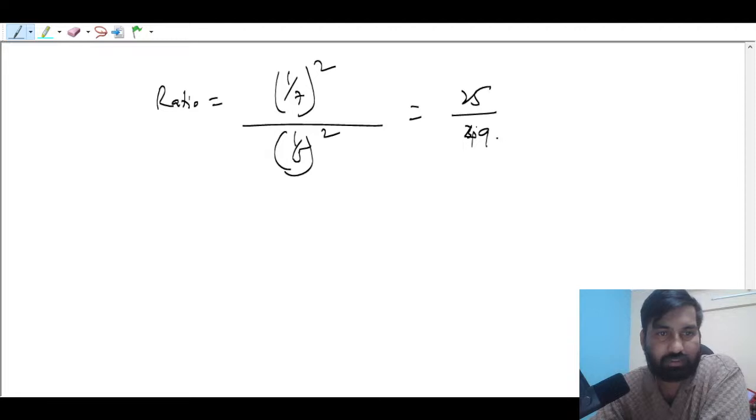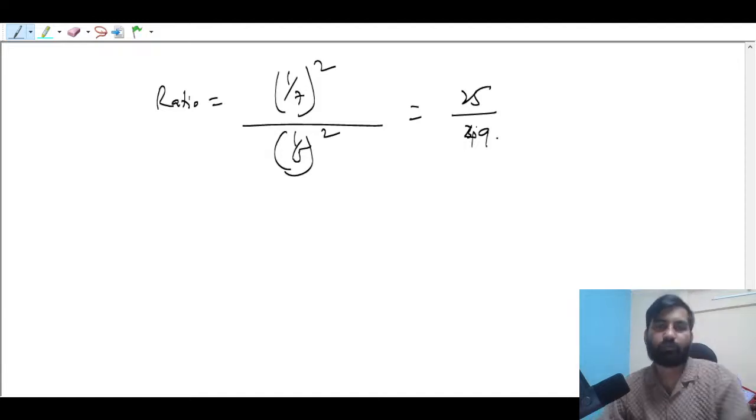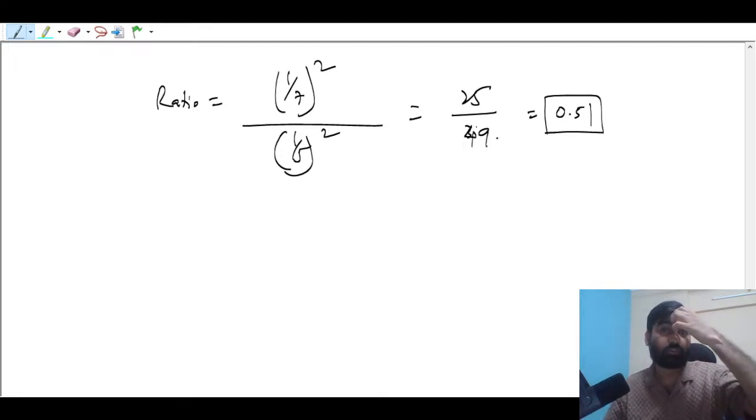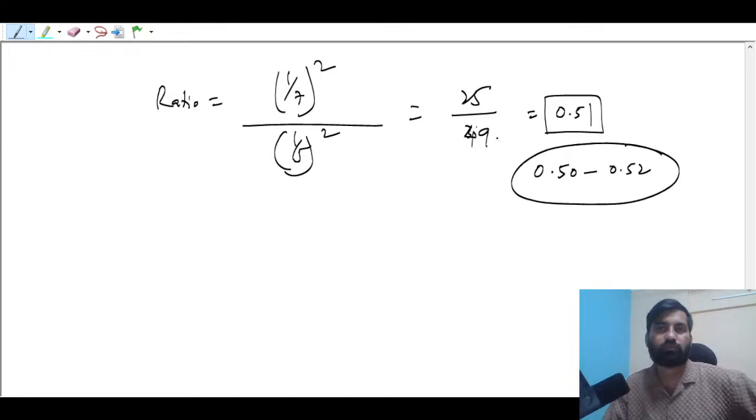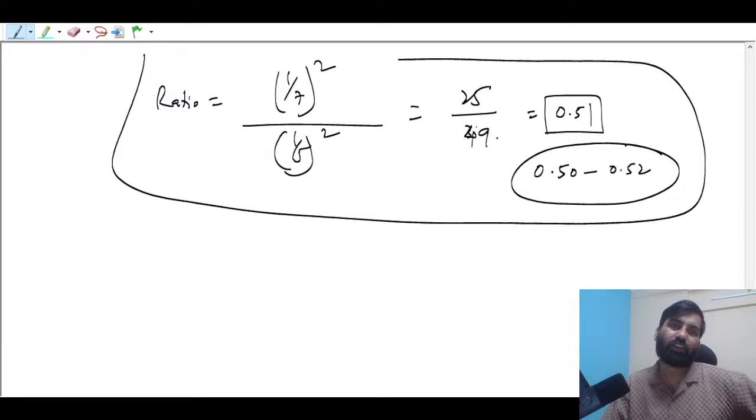This question was asked in 2019, 1 minute. Yeah, 0.51. So the answer for this question is 0.51, right? According to the scientific calculator as well. And they have given the range from 0.50 to 0.52. So I hope this makes sense. This is a very simple question.